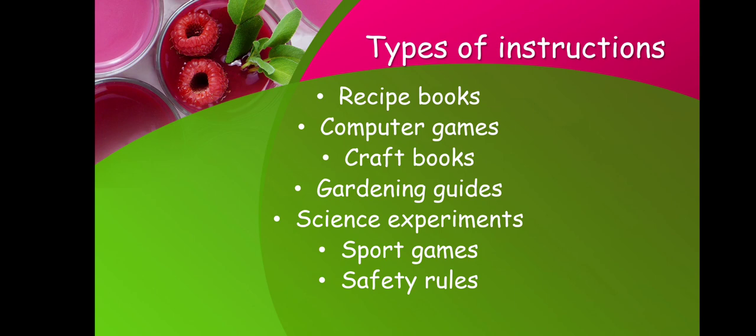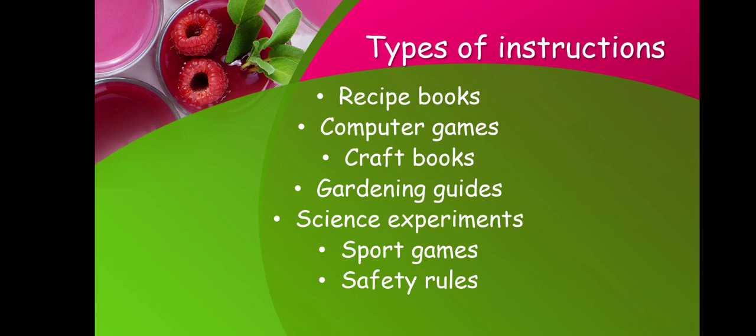Let's see different types of process writing and how we are using the instructions in that. The first one is recipe books, that is how to make a sandwich, how to make a vegetable salad, how to make your favorite food Maggie noodles, right? How to play computer games. When we write the instructions for how to play the game, that is also a type of process writing. Then how to make this craft item that comes under this craft books.